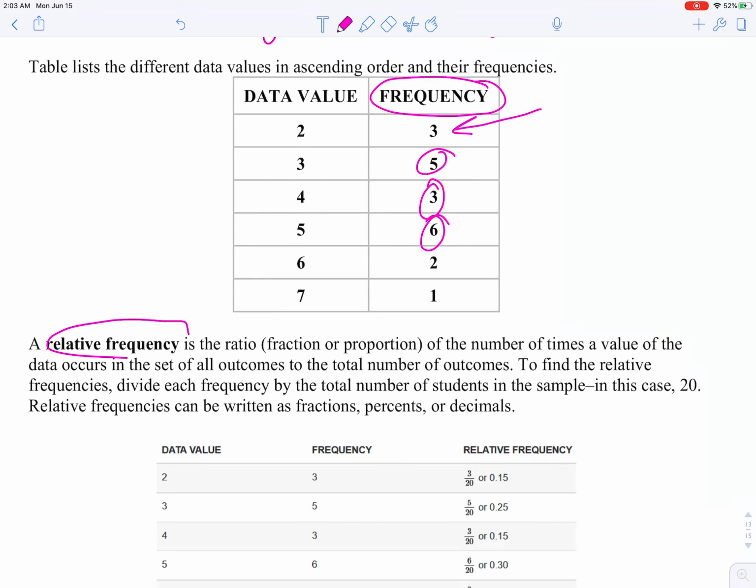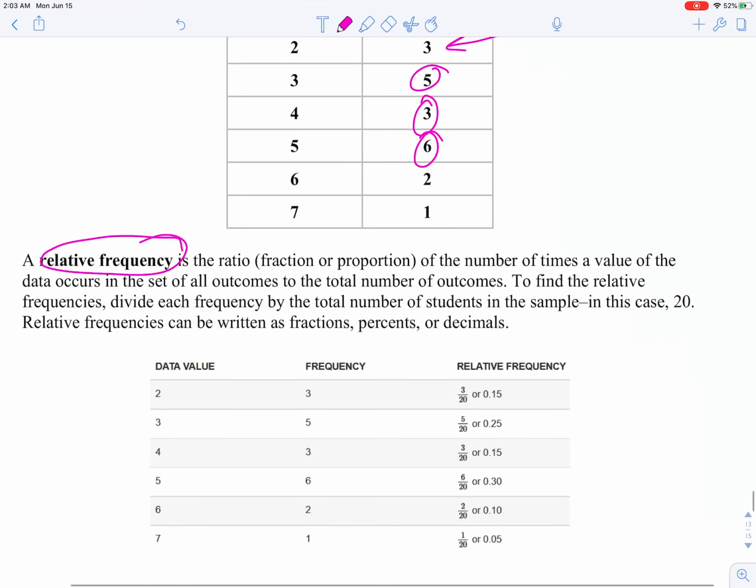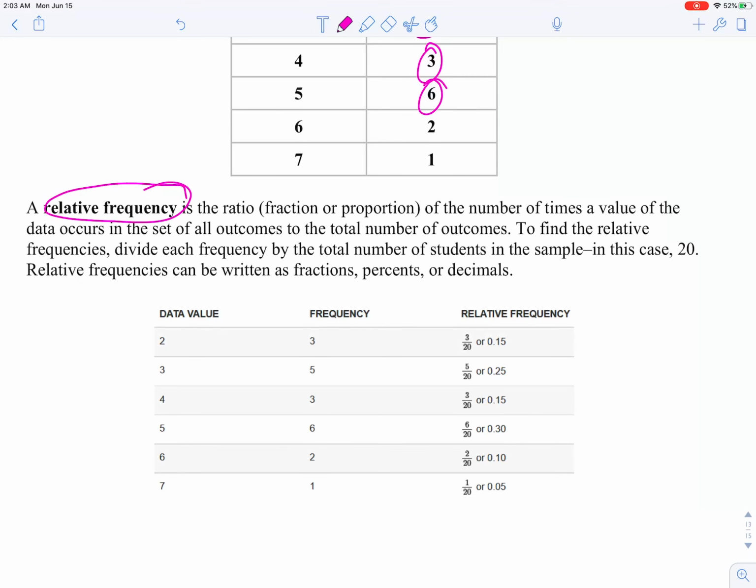All right, another term here, relative frequency. So relative, in relation to the whole group. All right, so relative frequency is the ratio, fraction, or proportion of the number of times the value of the data occurs in the set of all outcomes to the total number of outcomes.